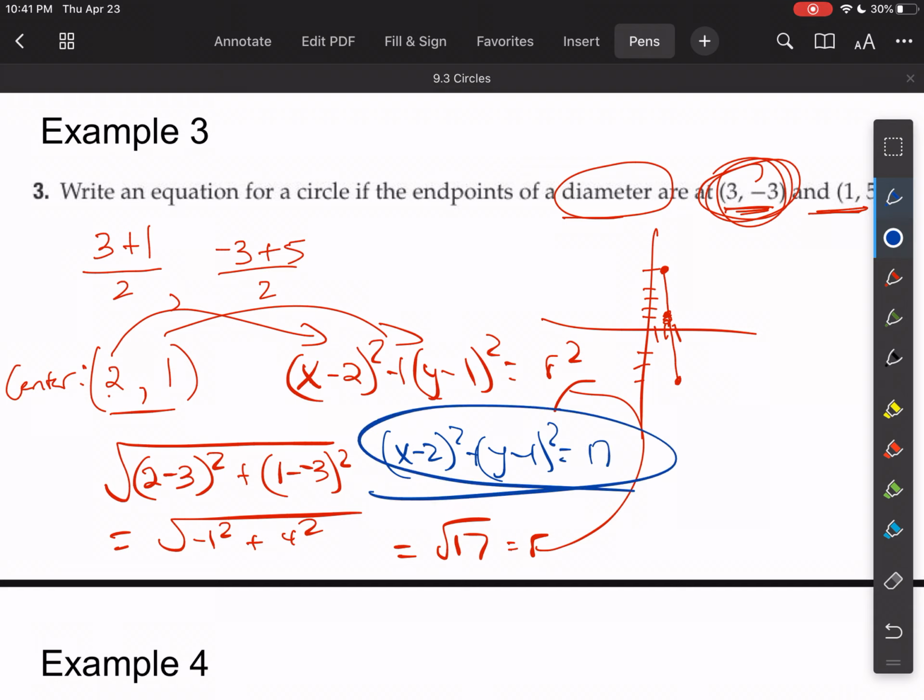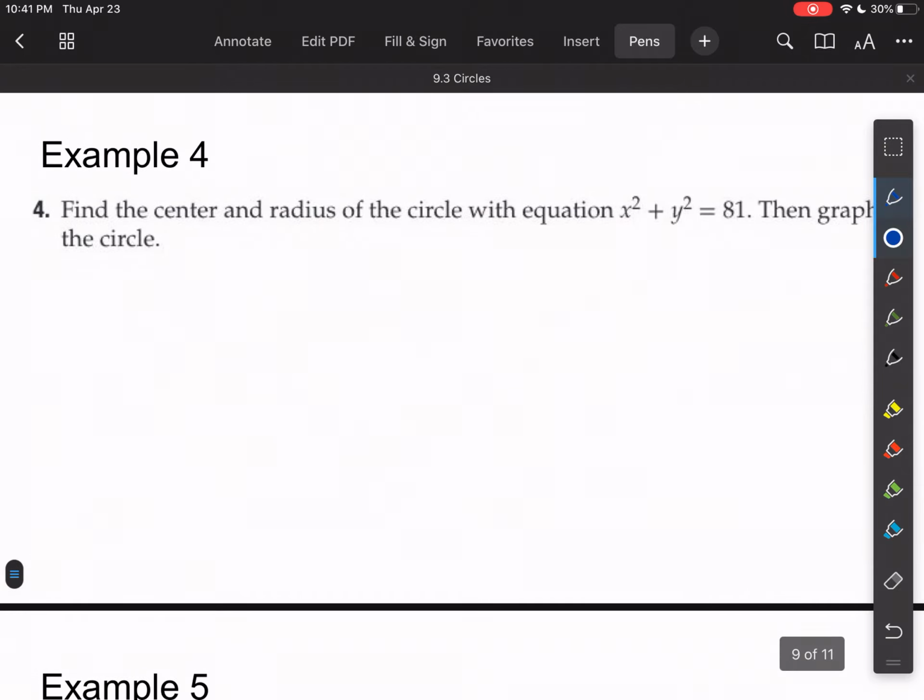Okay, there's your example 3. Write an equation for the endpoints that have a diameter. All right, example 4. It says to find the center and the radius of a circle with this equation, x squared plus y squared is equal to 81, and then graph the circle.